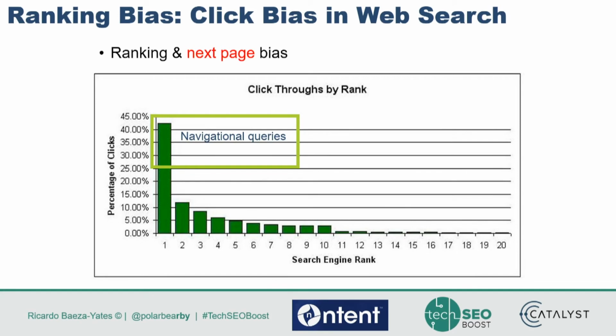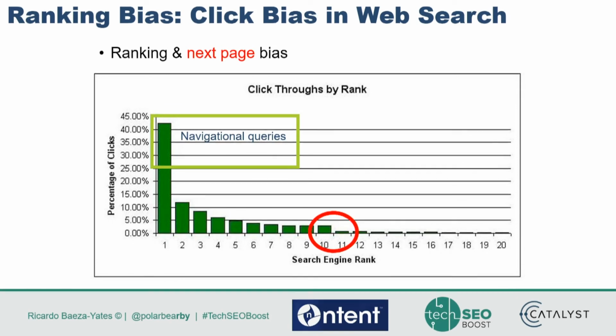Now, that's about 15% of the queries. If you take out the 15%, that's the green square, then you get the real distribution, but still, the first one has a bigger fraction because of ranking bias. And you can see here another example of interaction bias.